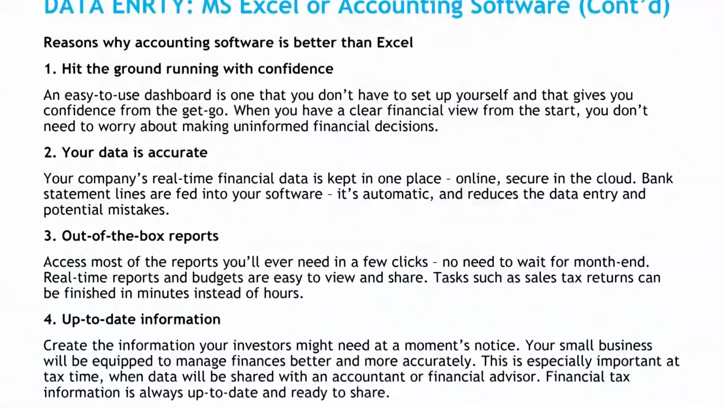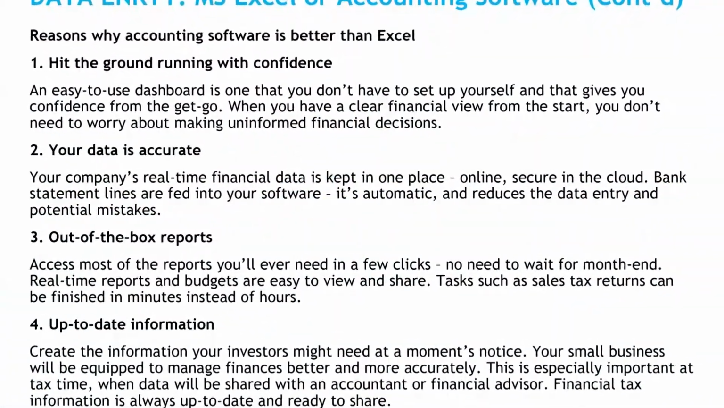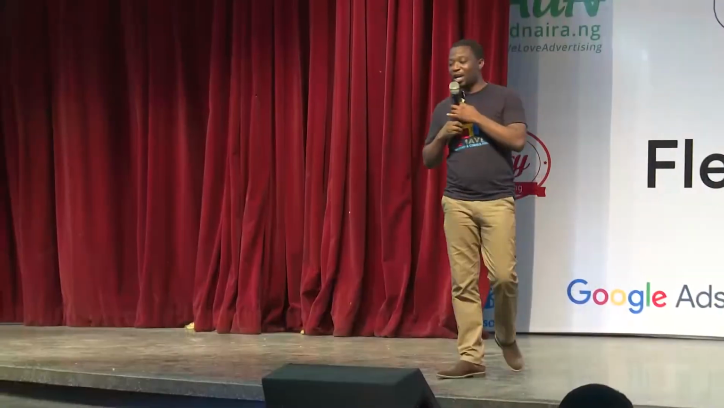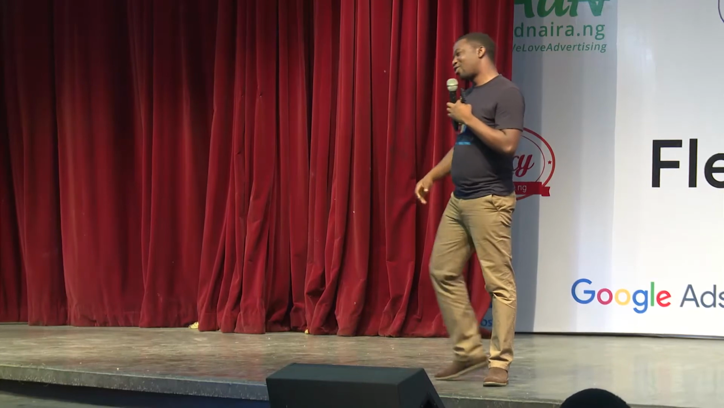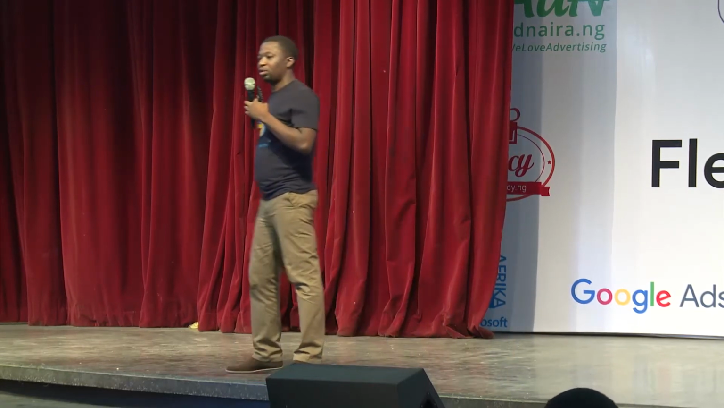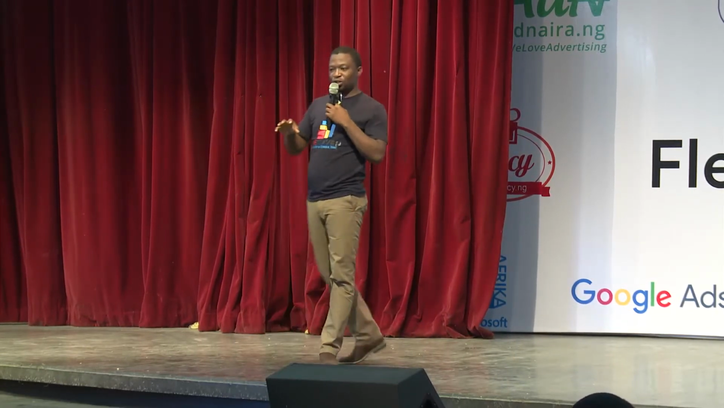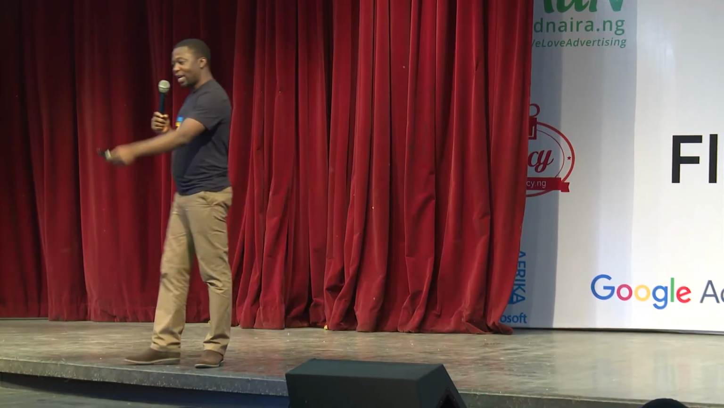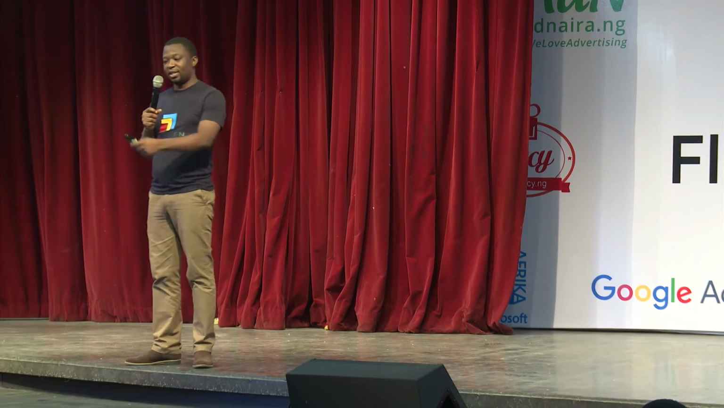Reasons why accounting software is better than Excel. Number one, hit the ground running with confidence. When you have accounting software that you are using, you are confident that nothing goes wrong with your record. Everything is stored. You can call up any data and you get a result. Your data is accurate. Yes, all these software are used by bigger brands. You are just using the smaller version. They are tested and accurate. They have passed through their own testing period. So if you are using any one of them, it is accurate.